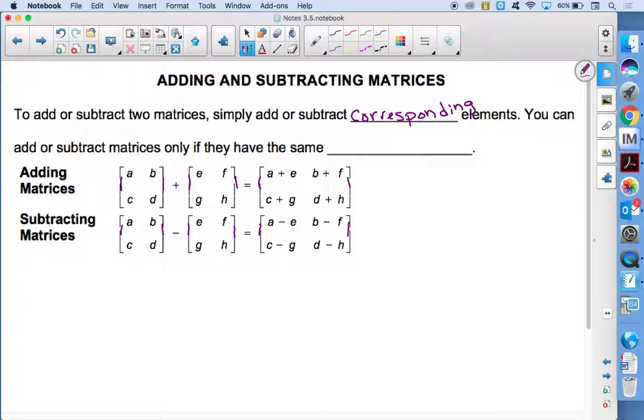You can add or subtract matrices only if they have the same what? Number of rows or columns or dimensions. So I can only add or subtract matrices if they have the same number of rows and the same number of columns. And then literally you're taking the corresponding elements and adding them together. You're not going to be physically showing this work. You're just doing it in your head. So they just have to match up from one matrix to the next.